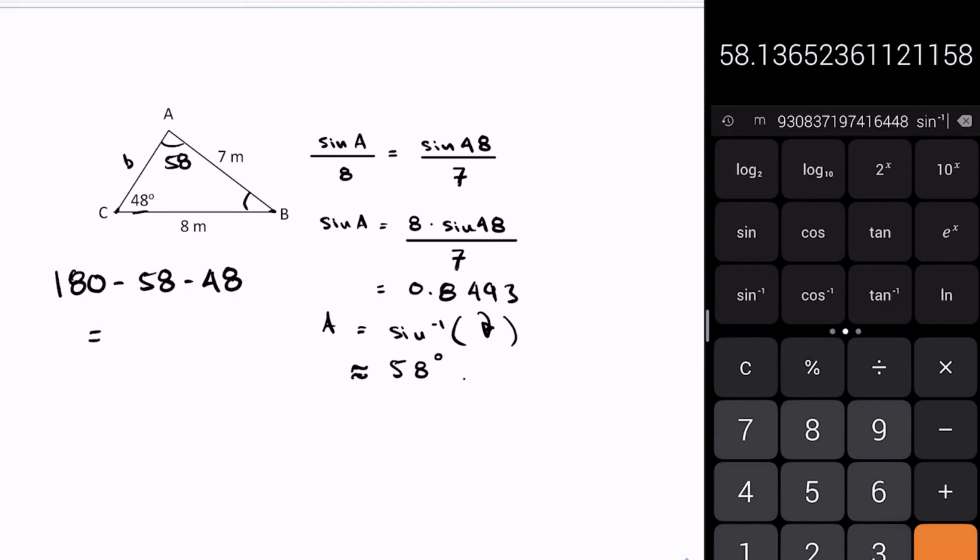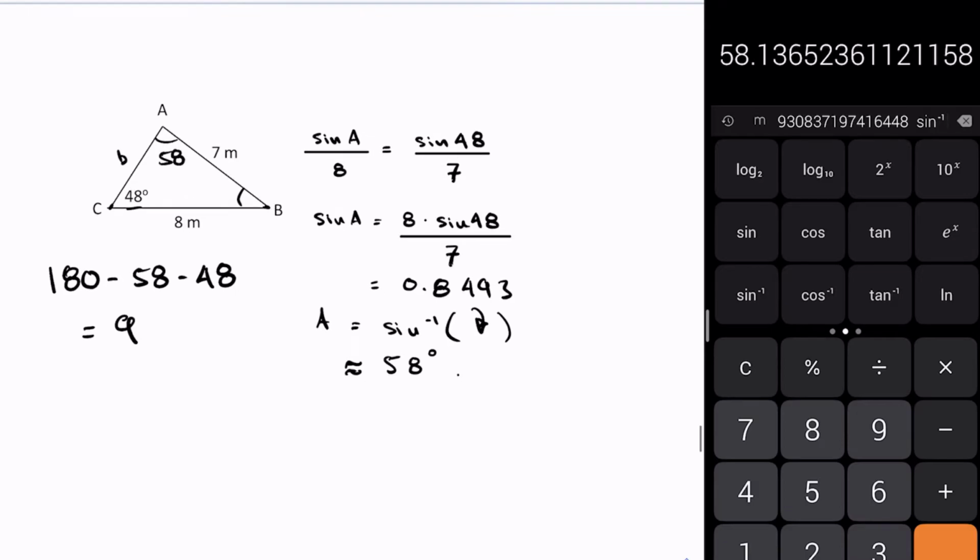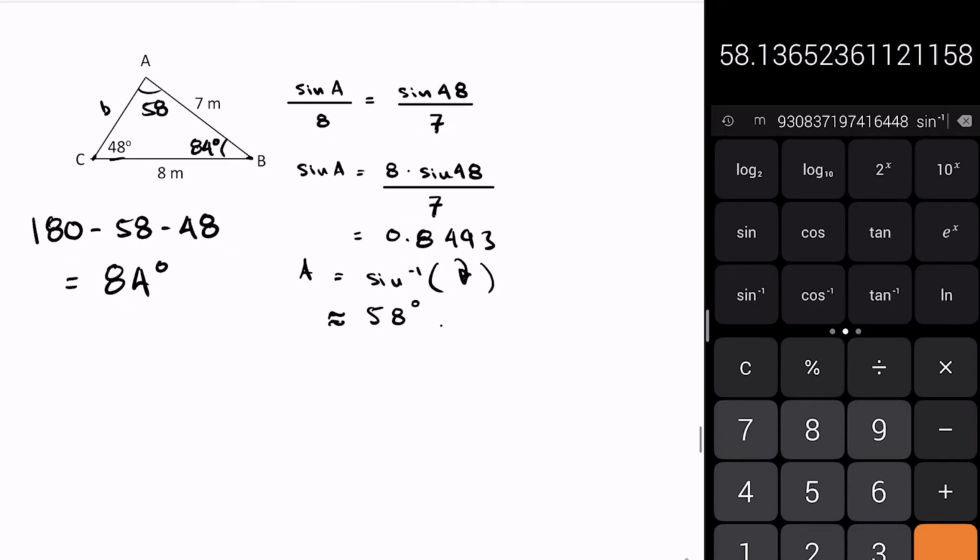That gives us, what? 90, 58 and 48. That'll be 106. So that'll be, no, not 90, it'll be 80. 84 degrees, and that's our angle B here. I know it doesn't look like 84 degrees because again these diagrams are not drawn to scale. They're just loose representations of our scenario.